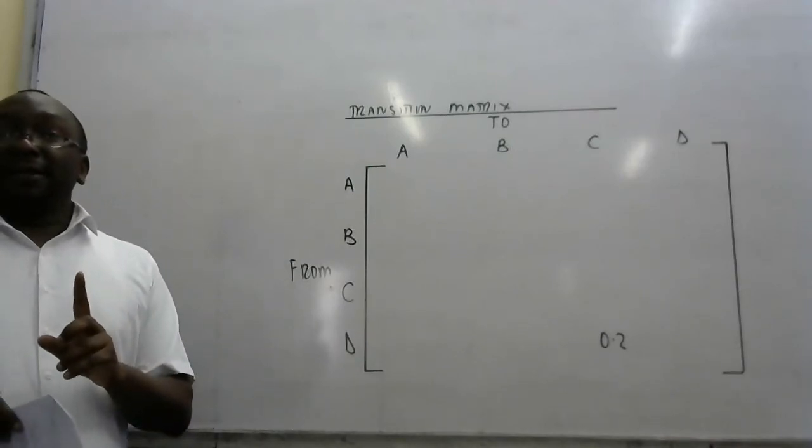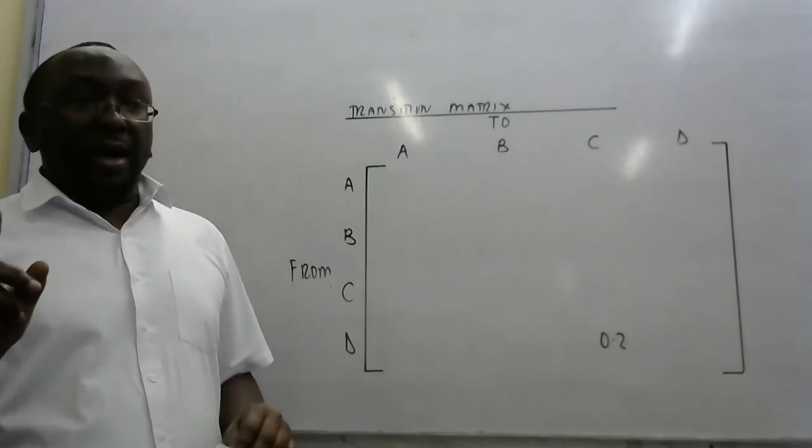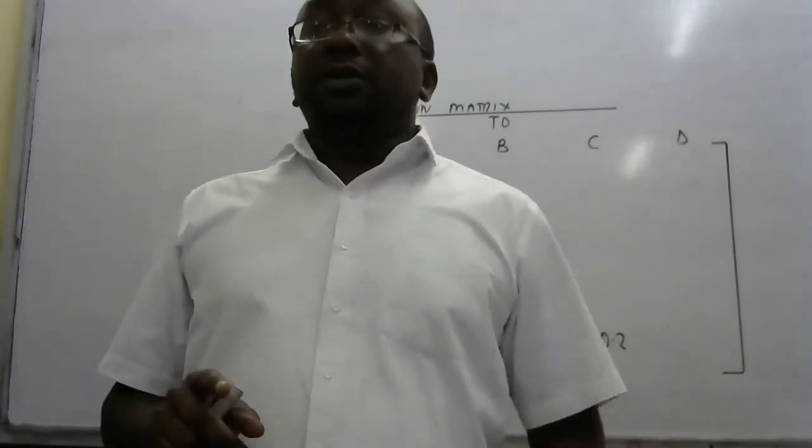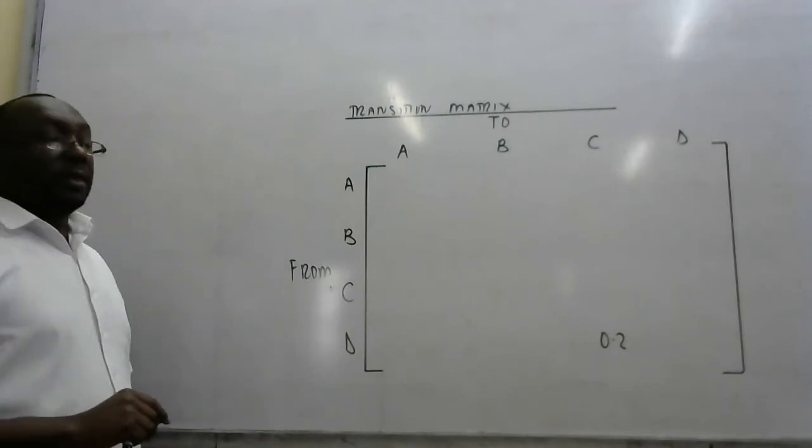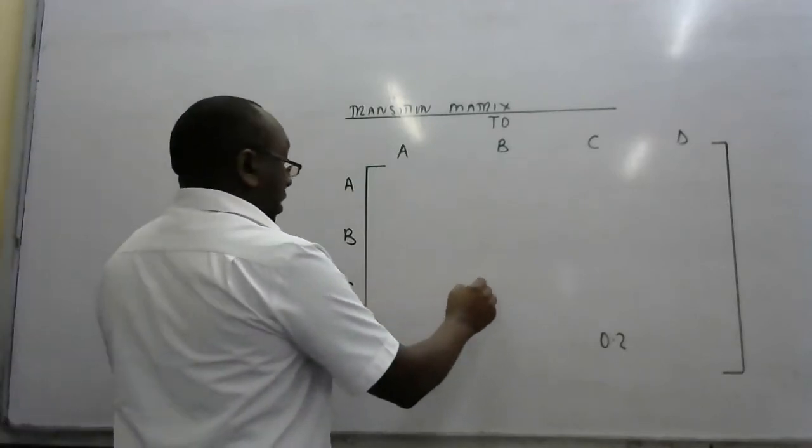Umeelewa hiyo? Haya, then sasa tusha promote watu wa D. We now go and promote watu wa C. So it is from C to who? So from C to B. Hapa.